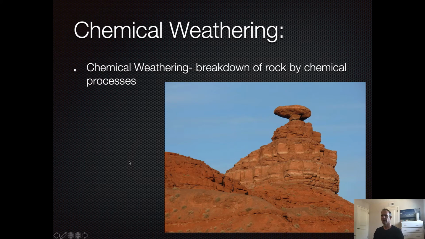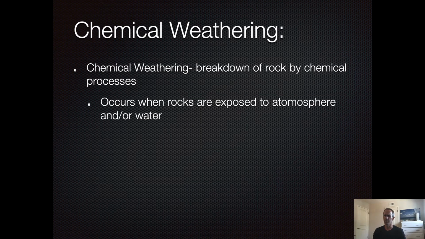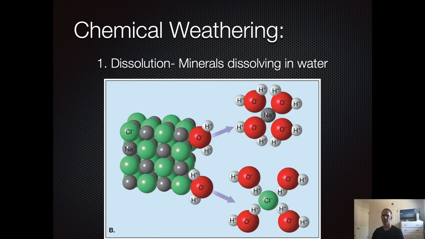Chemical weathering is a breakdown of rock by chemical processes. And there's a couple different processes that occur, but this happens when rocks are exposed to the atmosphere and or water. So we don't really have a whole lot of chemical weathering going on at 1 kilometer depth. It's not until you get closer to the surface that rocks begin to weather like this. So one way is from dissolution. Dissolution is minerals dissolving in water. So salt is an example. Water will pull salt apart.